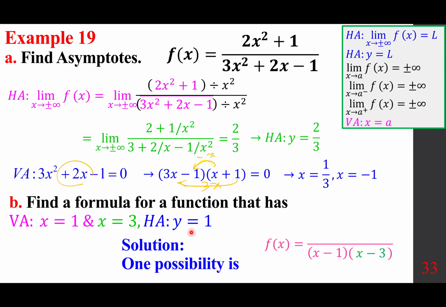Horizontal asymptote equals 1. If you look at the denominator, we have x squared and the rest is not important. If you want y to be 1, the numerator has to be 1x squared. You can add anything you want. For example, I can add plus 2x, doesn't change anything, or minus 5, 2x minus 5, it still works. But the answer is this is one of the possible solutions, everybody. And that's the key. One of the possible solutions is x squared over x minus 1 times x minus 3.